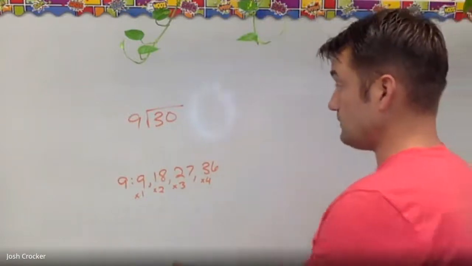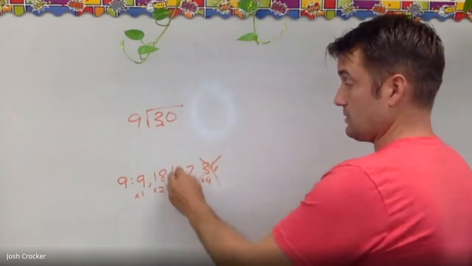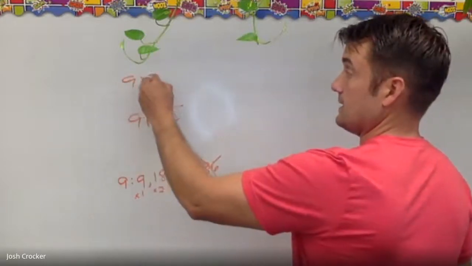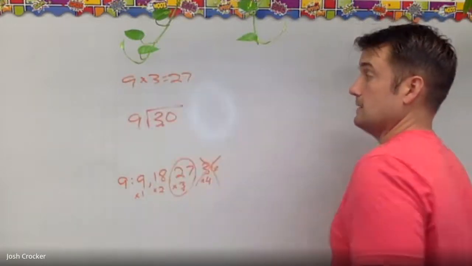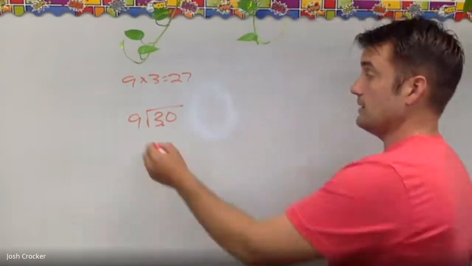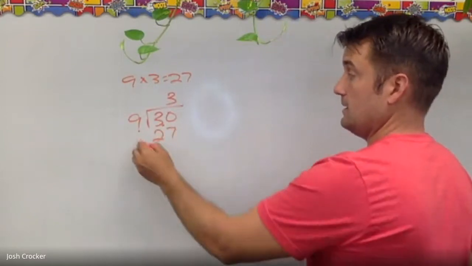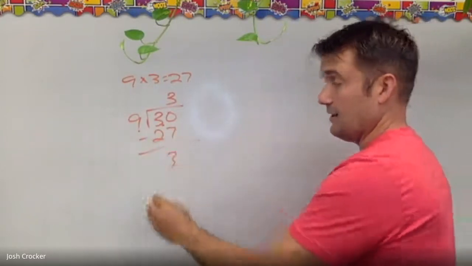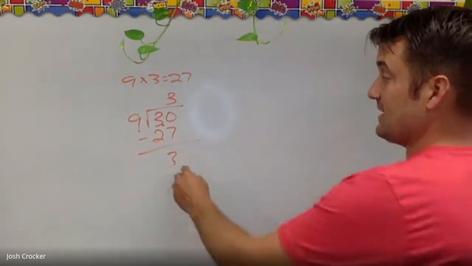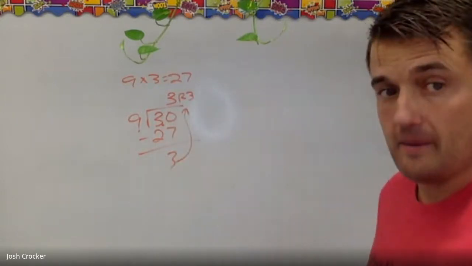Okay. Close to 30 without going over. This is over. Here's my winner. That's times 3. My fact is 9 times 3 is 27. Okay. 9 times 3 is 27. If I subtract, all my subtraction problems are 3 today. I don't know what's up with that. So the answer here is 3, remainder 3.